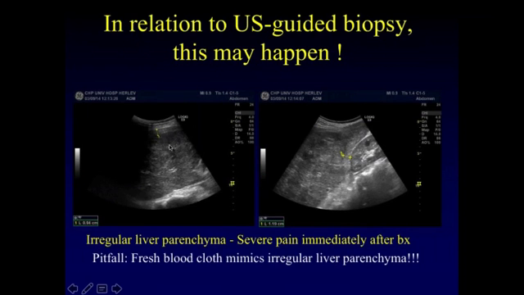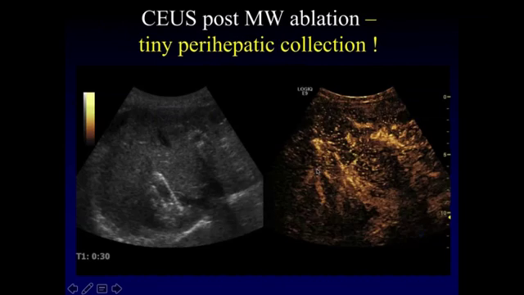Here's a case. This is an irregular liver. You can see there's a rim around the liver, and this is half an hour after we took a biopsy, and the patient actually did have pain. This is actually fresh bleeding around the liver, but that can be very difficult to see on the B mode alone. There's a similar case.